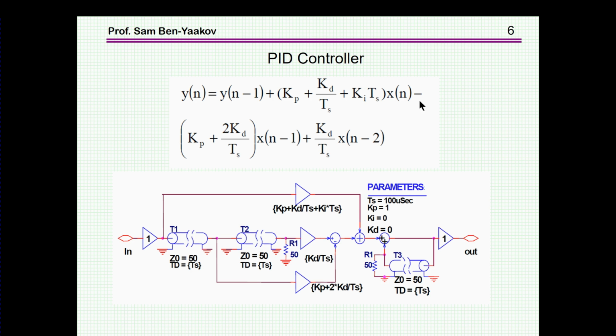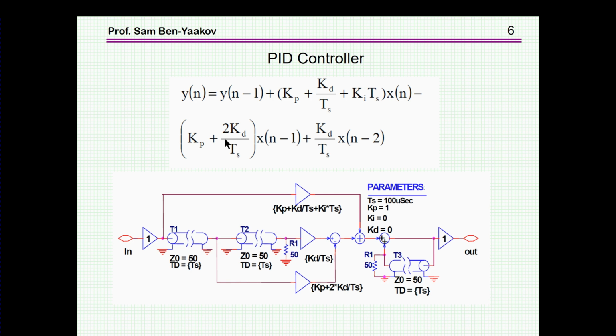And here I have this term. This is this term here. Then we have another constant times the value of X n minus 1. This is the previous sample. Okay? So we need a delay here. This is the present one, and this is a delayed one. And the delayed one is now multiplied by this constant.